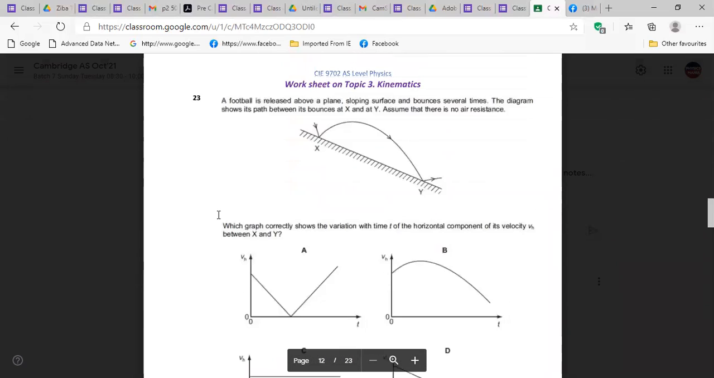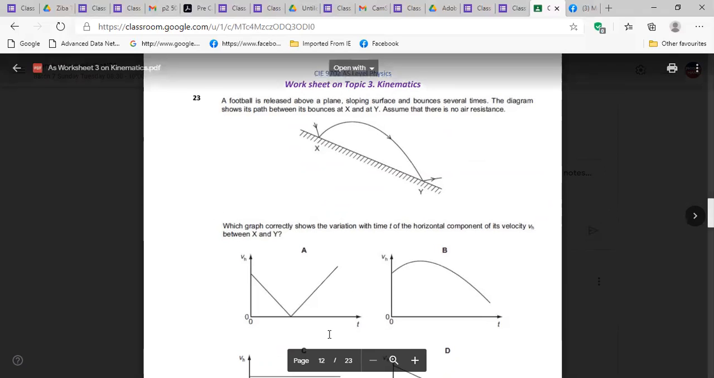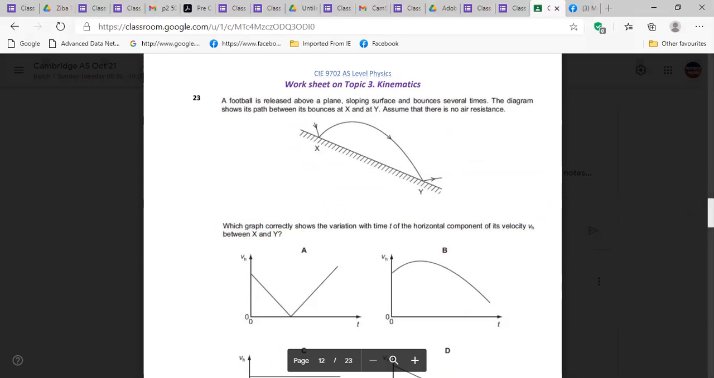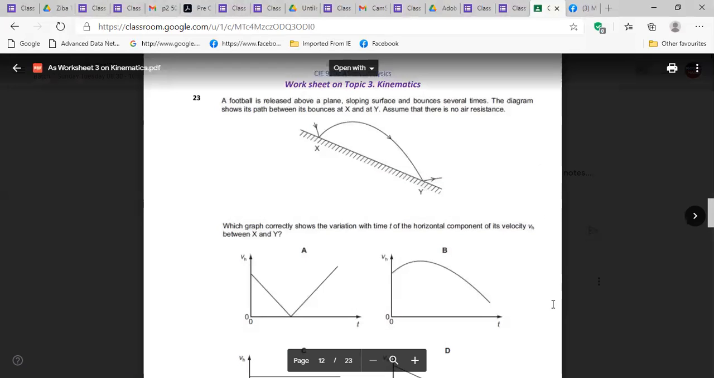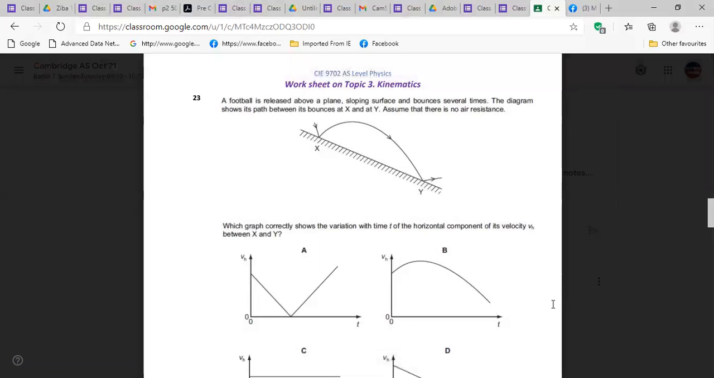Did we do this one, 23? I think 23 is left. So read it. Navid, read it and then get the answer. Should I read? Yes. A football is released above a plane sloping surface and bounces several times. The diagram shows its path between its bounces at x and at y. Assume that there is no air resistance. Which graph correctly shows the variation of time t with the horizontal component of its velocity vh between x and y?